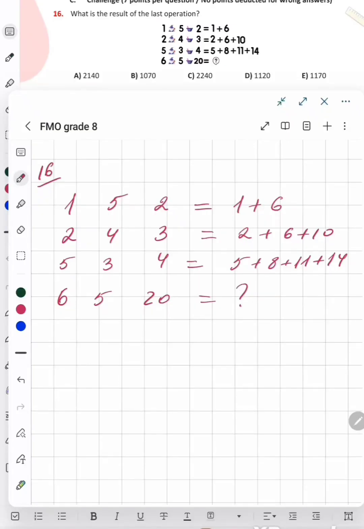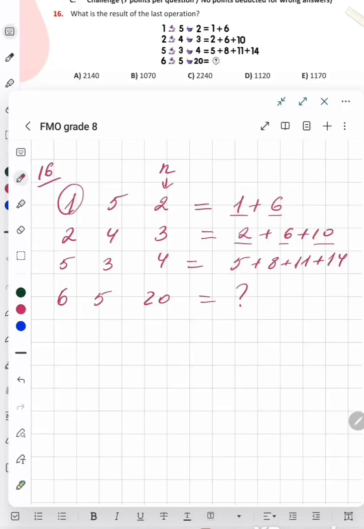So what is it? We see that on the right side the number of elements is increasing by 1, which corresponds to the last digit of the left side. So 2 elements, 3 elements, 4 elements. So it means that if this is 20, we are adding 20 elements. Okay, so that is the number of terms.